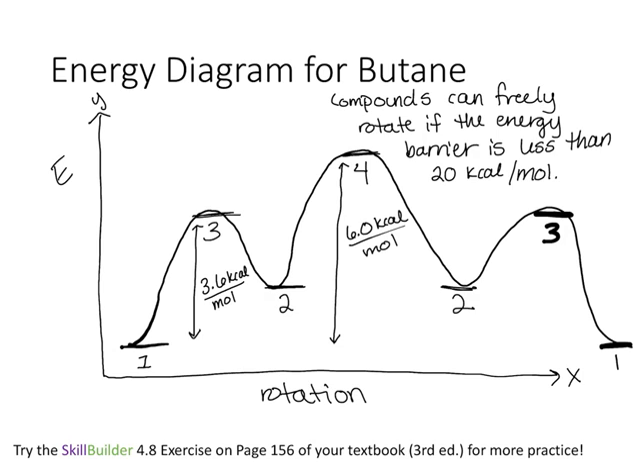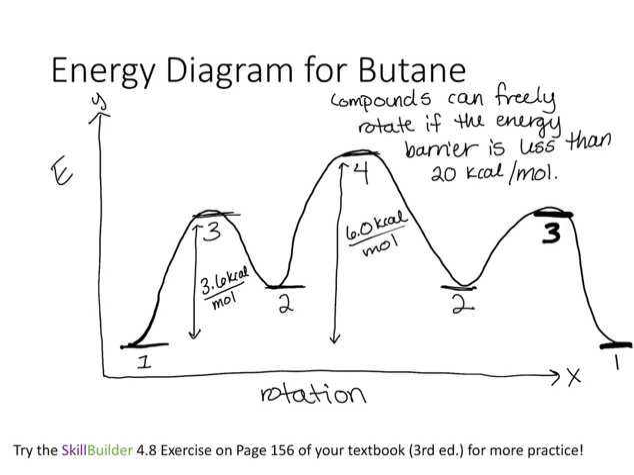Now, this is at room temperature. If we were to cool down the molecule, then butane would prefer to be in one of the more stable structures. So at lower temperatures, we have less energy, so they would like to be more stable. But if you're at room temperature, this rotation can freely occur.